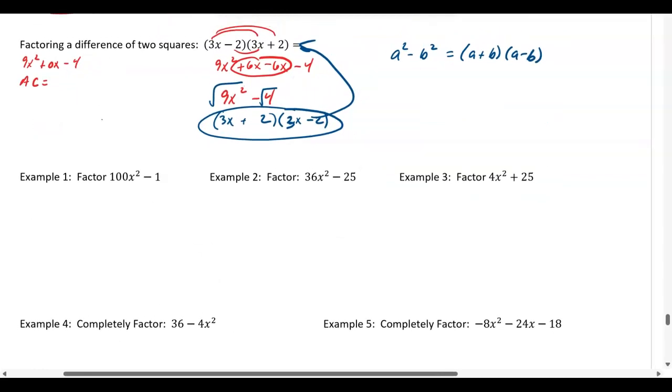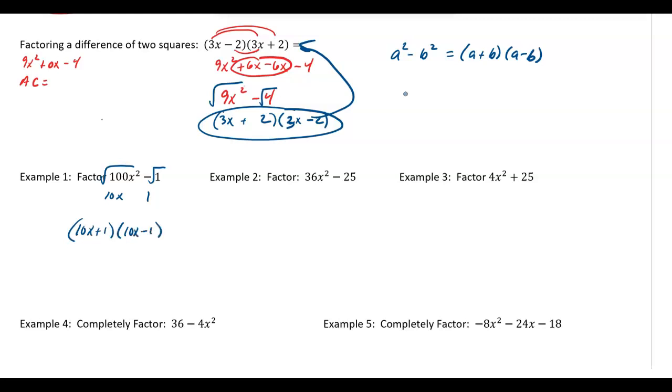So if I take a look at these examples here, two terms linked by subtraction, square root, square root. Let's see if it works out. Square root of 100 is 10. Square root of x squared is x. Square root of 1 is 1. Two perfect squares linked by subtraction, 10x plus 1, 10x minus 1. Next one, check for square roots. 6x, that's going to be 5. So right away, 6x plus 5, 6x minus 5.